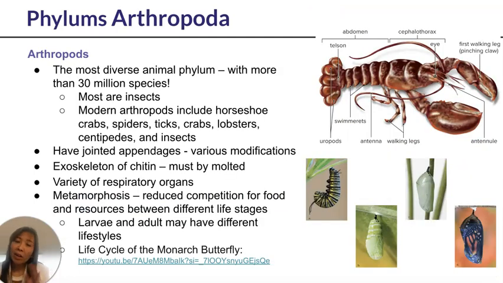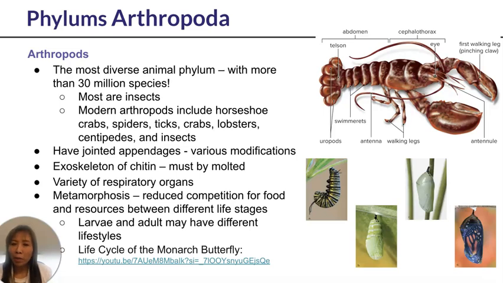Okay, and then in our next phylum, we have the phylum Arthropoda, which are our arthropods. This is actually the most diverse animal phylum. There are millions of species in this phylum. Most of them are insects, but we also have other arthropods that are not insects. For example, spiders would be one of them, right?